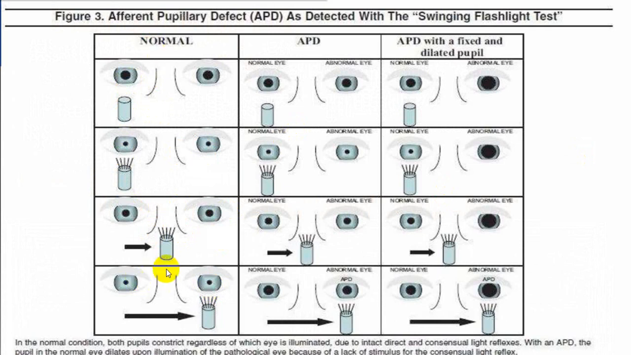This is Argyll-Robertson pupil, where the pupils are small with irregular margin. So involvement is bilateral, asymmetrical, and the retina is sensitive to light. Pupils are small in size and irregular in shape. Light reflex is absent, but near reflex is present, meaning the accommodation reflex is preserved. And it will dilate poorly with mydriatics like atropine. Physostigmine may cause a further constriction. So this is characteristic in an Argyll-Robertson pupil.